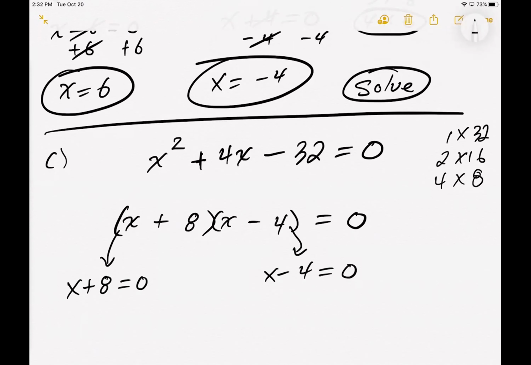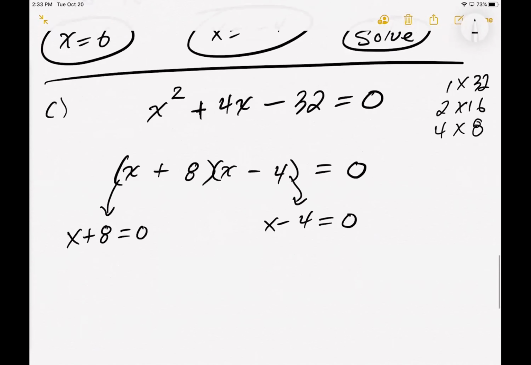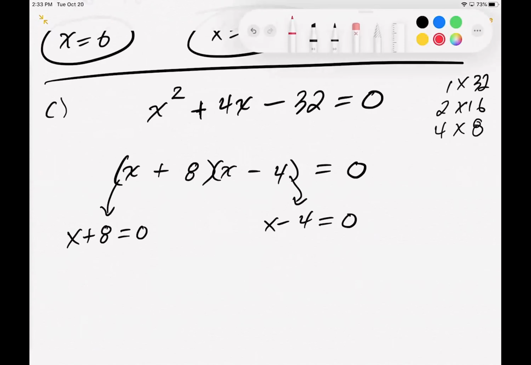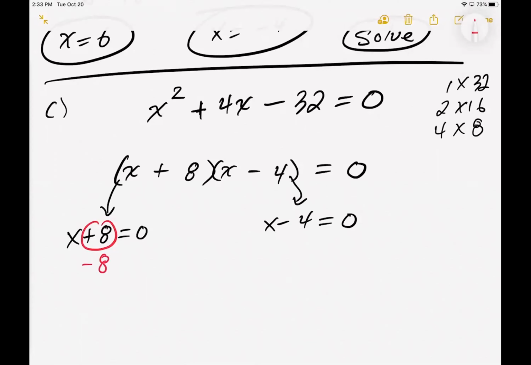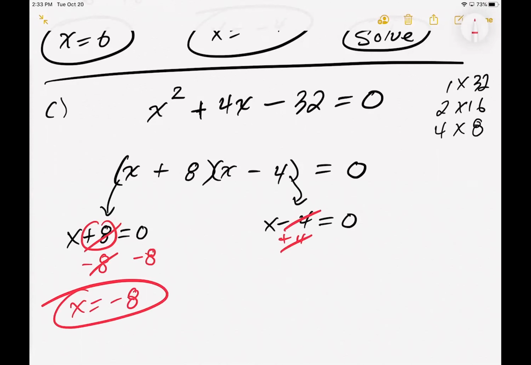Here is smooth sailing. How smooth? Well, hopefully you say to get rid of the 8, we subtract 8 from both sides. Therefore, x is equal to -8, one answer. To get rid of the -4, we add positive 4. They cancel out. x is equal to 4, your second answer.